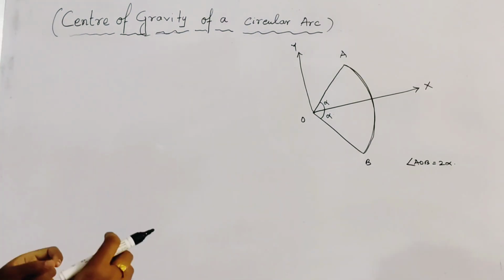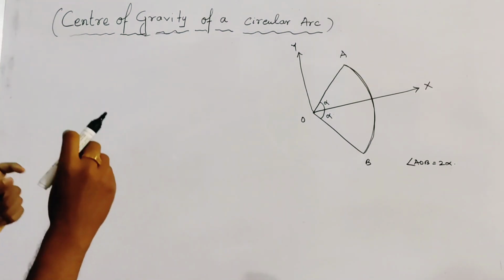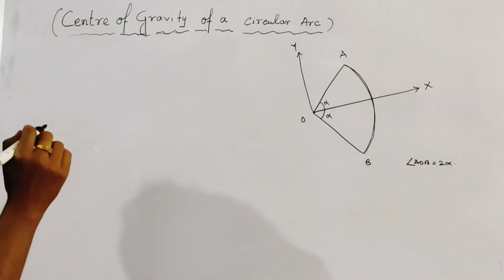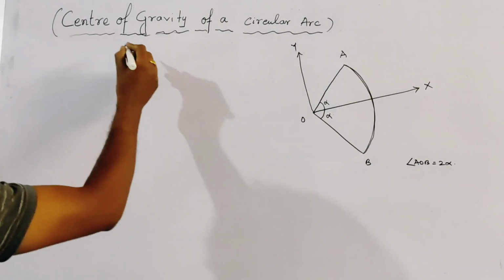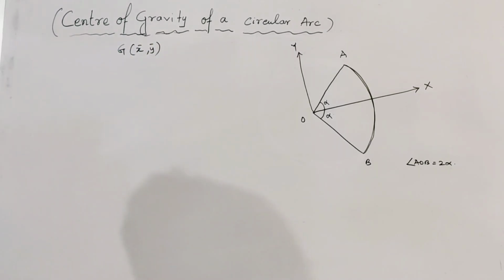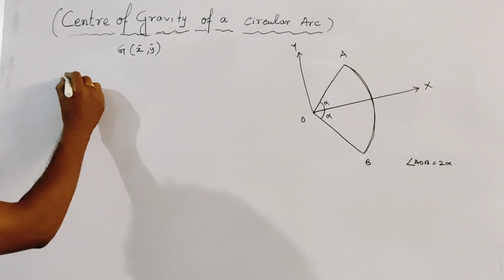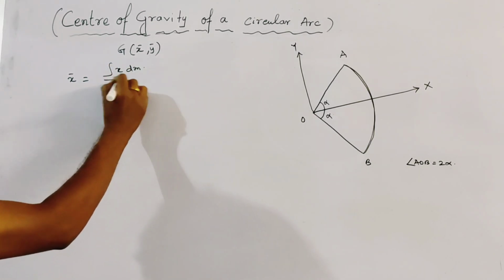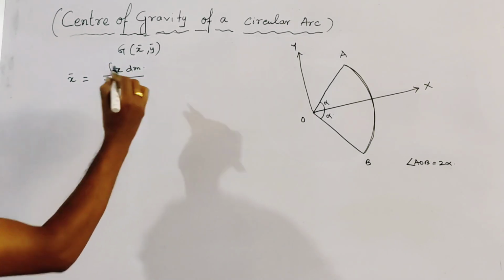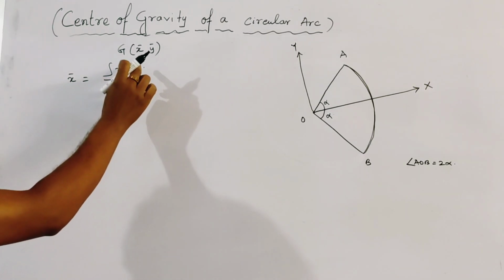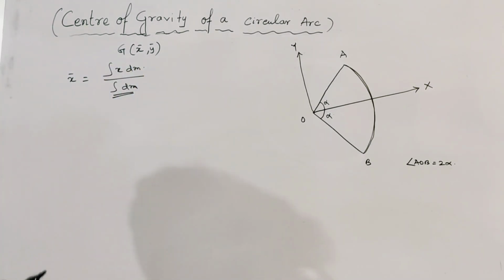Now what is the definition of center of gravity? We know that if we write the coordinate of CG as G equal to x bar, y bar, then x bar is equal to integration x dm by integration dm. This is the total mass of the body, this is the elementary mass, and this is the distance of any particle.